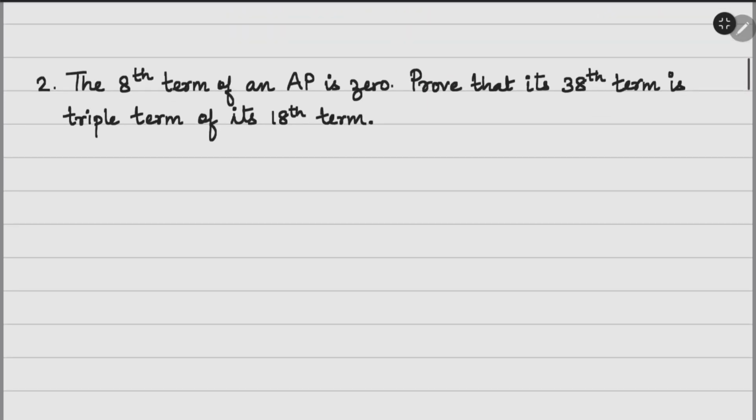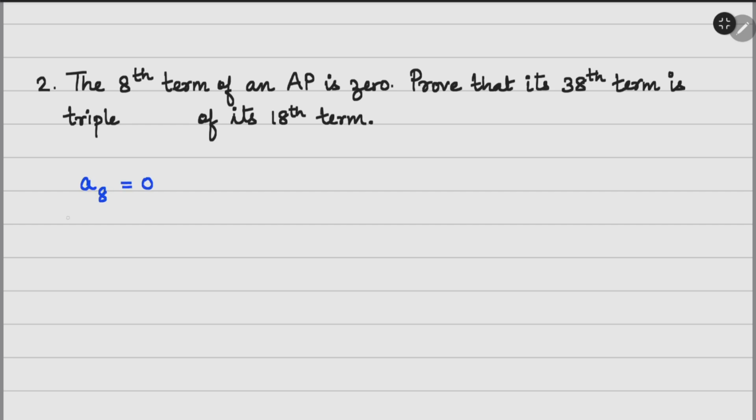The 8th term of an arithmetic progression is 0. Prove that its 38th term is triple of its 18th term. So what is given in the question? First, the 8th term of an AP is 0.